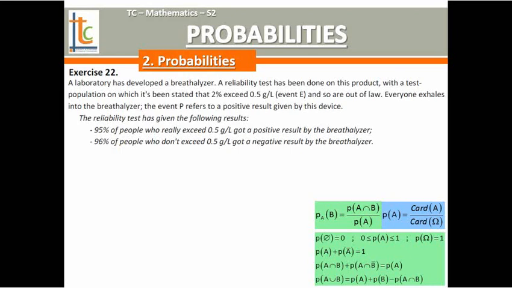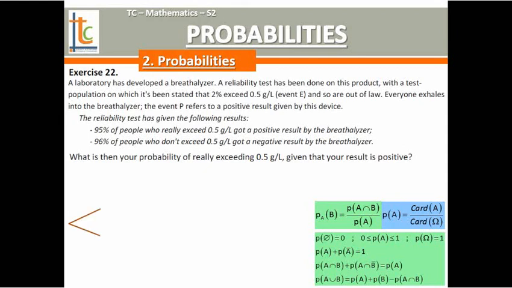Okay, so its reliability percentage is not bad: 95% for a part of a population and 96% for the other part. Now, the question is, what is then your probability of really exceeding 0.5, given that your result is positive? So you exhale into the breathalyzer. The breathalyzer says or displays positive. You are positive. What are your chances? What is your probability of really exceeding 0.5 in your blood?